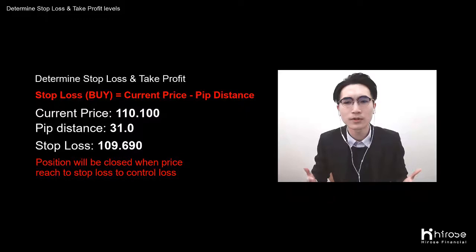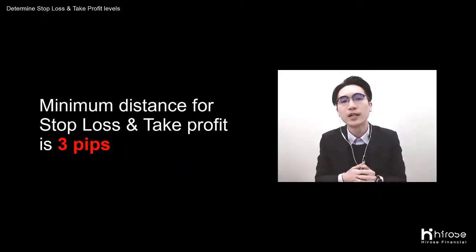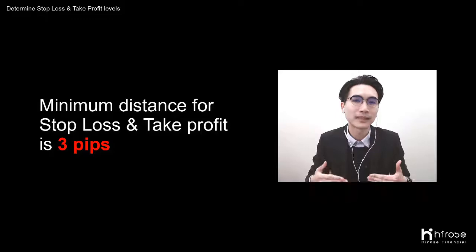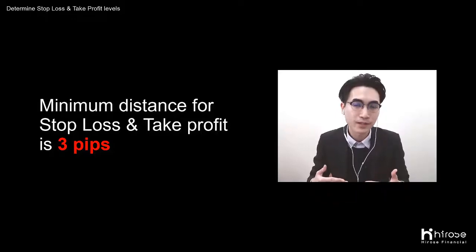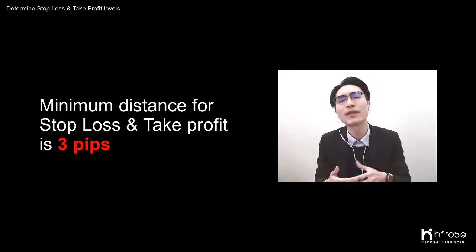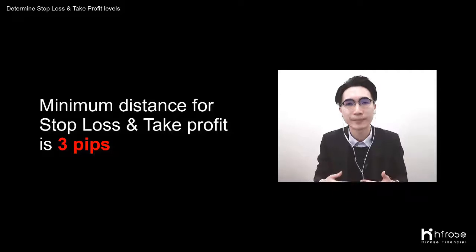So just one more thing for you to remember, which I mentioned last week. To set up take profit and stop loss, you need a minimum distance of 3 pips. So just remember that, because you won't be able to set up the stop loss and take profit if the distance is less than 3 pips.